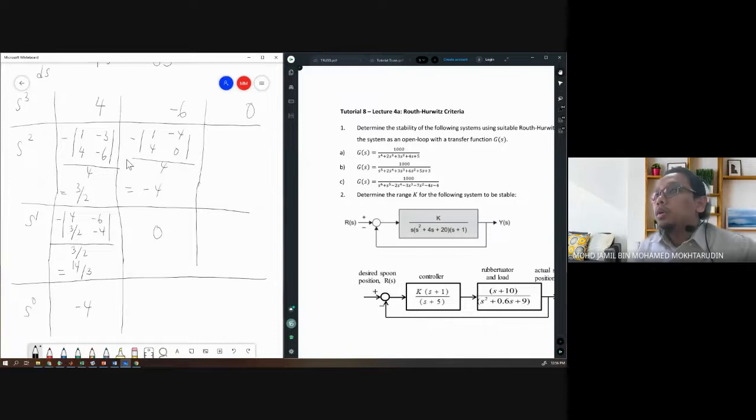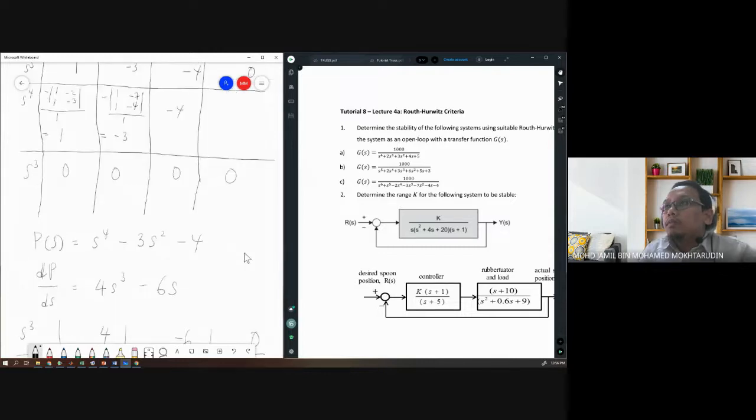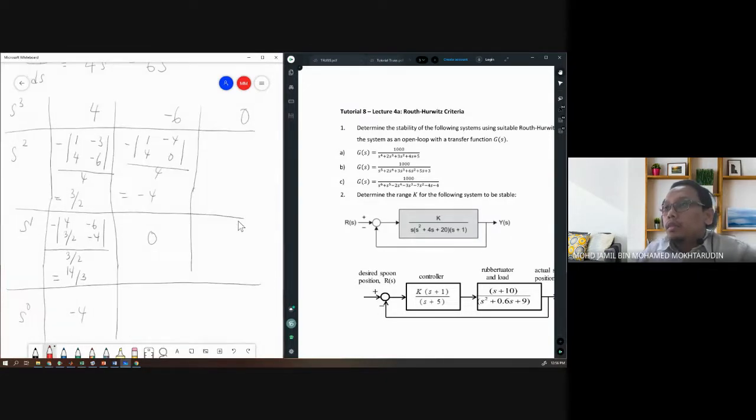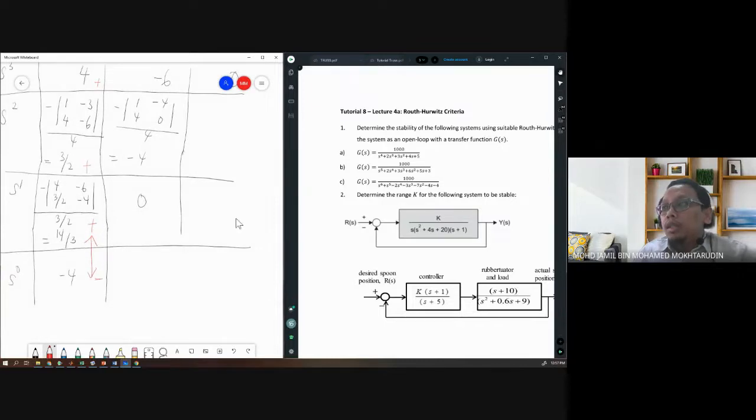Okay, so after you generate this table, then you can calculate the sign changes. So calculate, determine from above. So this is positive, positive, positive, and then this is positive, positive, positive, and this is negative. So you have one sign change here. Okay, so the system has one sign change from the Routh table, meaning that there is one pole in the right hand side of S plane, and the system is unstable.